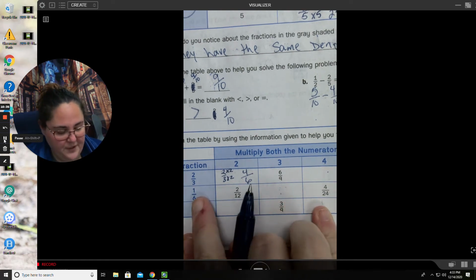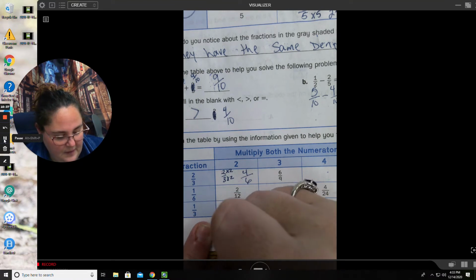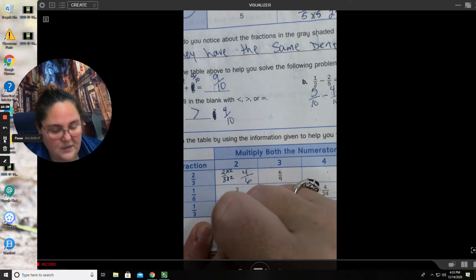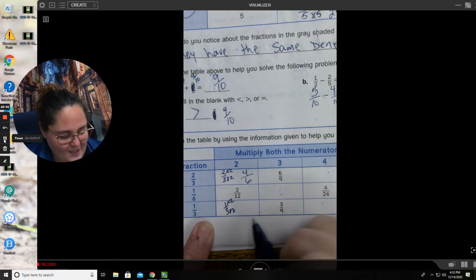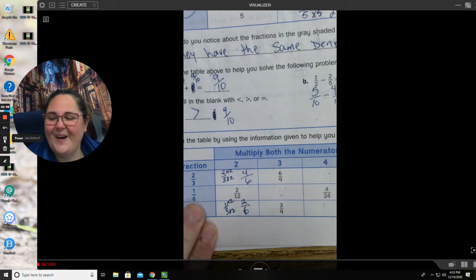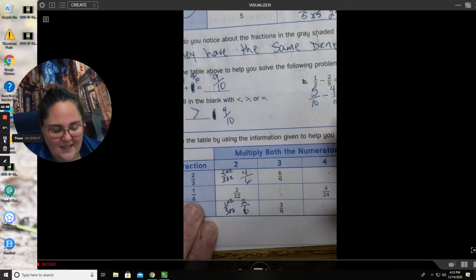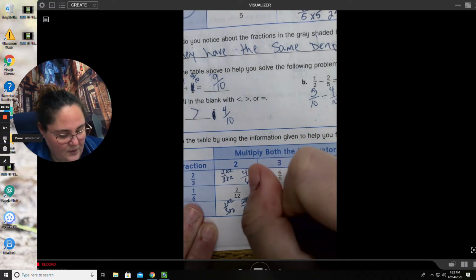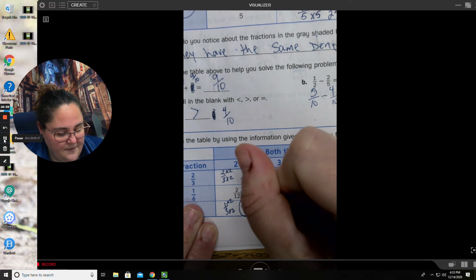Let's do this one. 1/3 times 2. Whatever I do to the bottom, I've got to do to the top. 3 times 2 is 6. 1 times 2 is 2. Awesome. So we're going to do this the entire rest of the way through here. What you need to really focus on is these fractions at the very end.